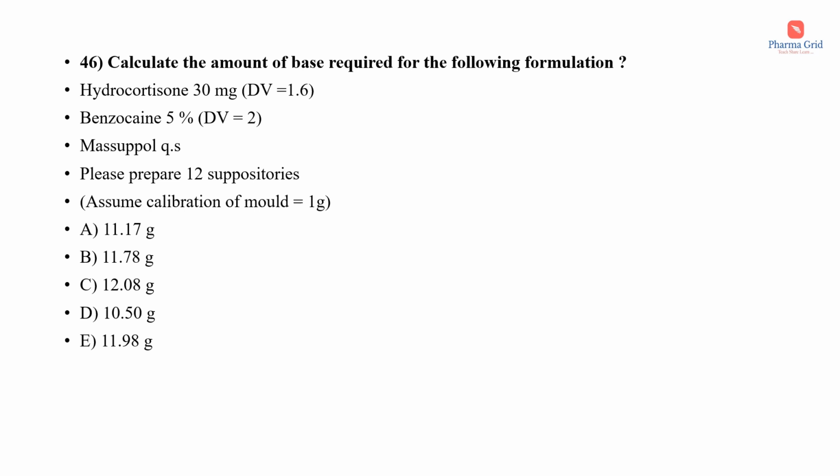So in this formulation, there are two active ingredients, that is hydrocortisone and benzocaine 5%, and we need to calculate the amount of the base required for this formulation. Okay, so here the answer is option A, that is 11.17 gram. Let's see how we will do this calculation.